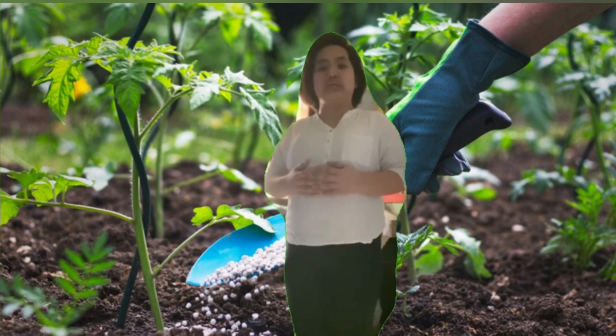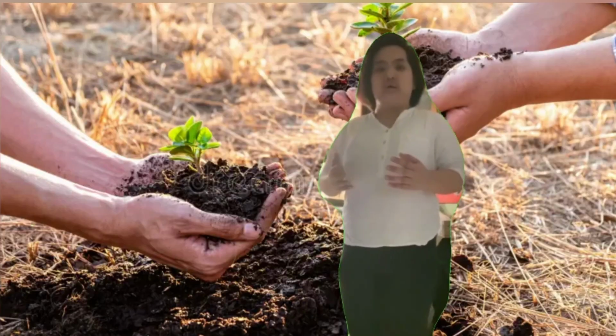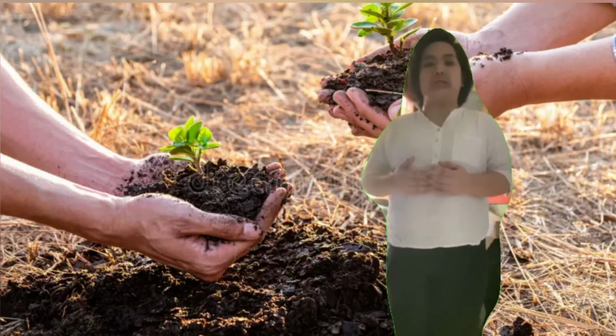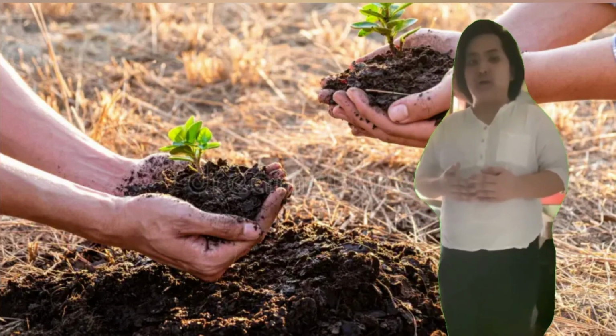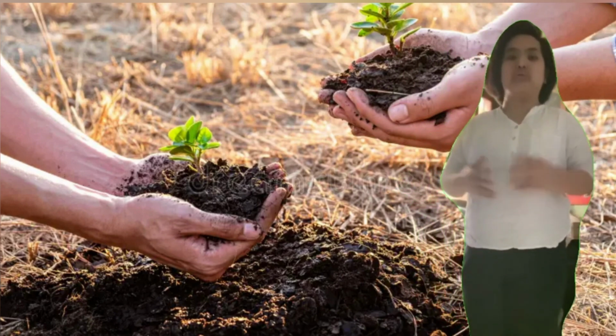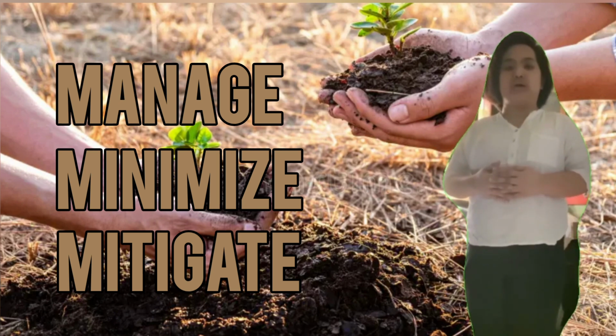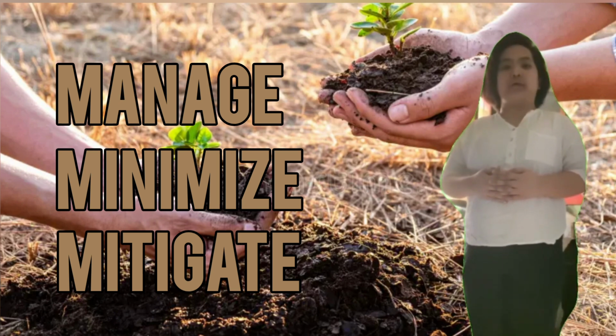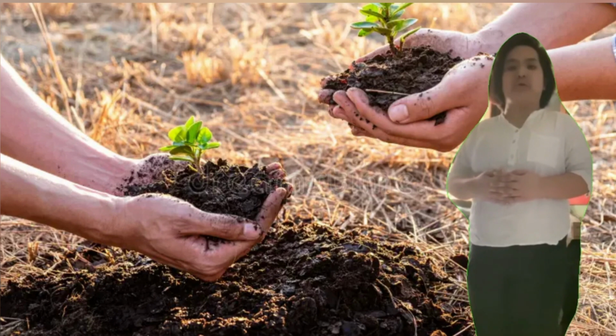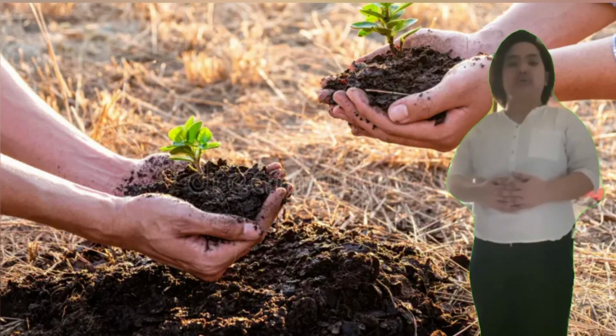Now the question is, how can we help? With our impact on this cycle, as mentioned previously, in mind, it is our responsibility to manage, minimize, and mitigate our impact on the environment. With this, the following are some ways we can and should help. One way could be through phosphate management in agriculture.